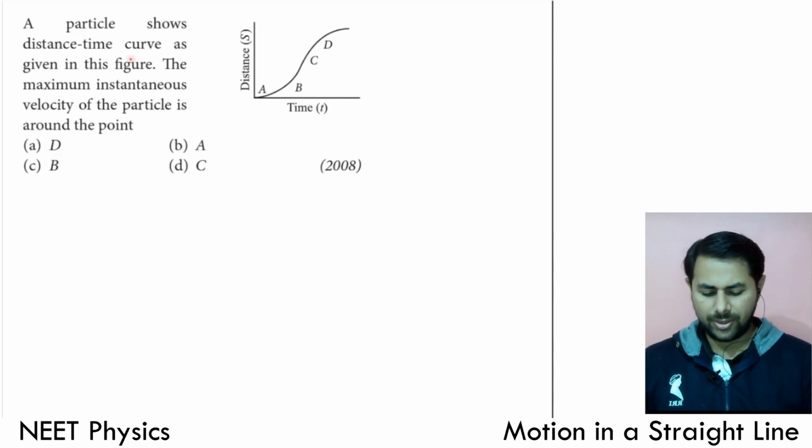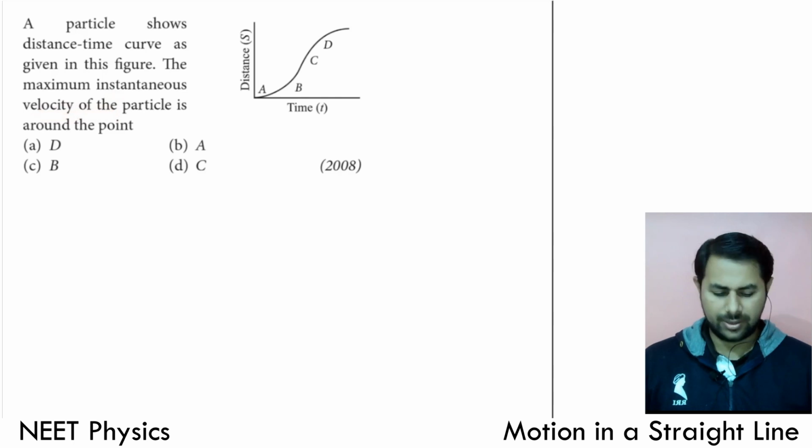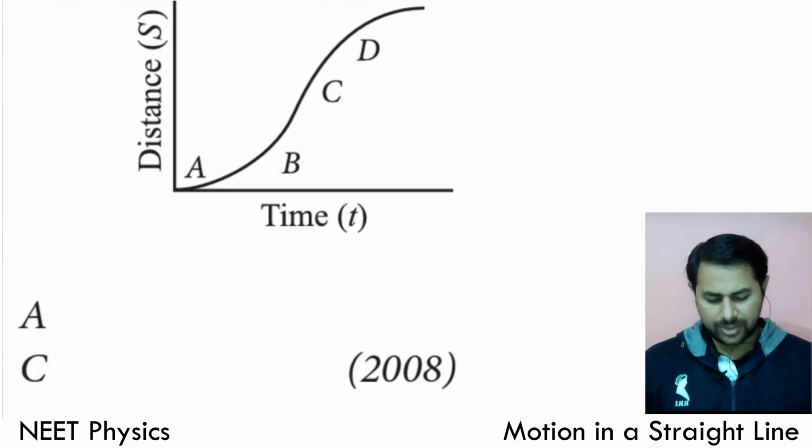A particle shows a distance-time curve as shown like this. The maximum instantaneous velocity is at a point. This is C. Is it at A? Point B? Yeah, I am also thinking point C. You think it's point C? Okay, let's draw a tangent.